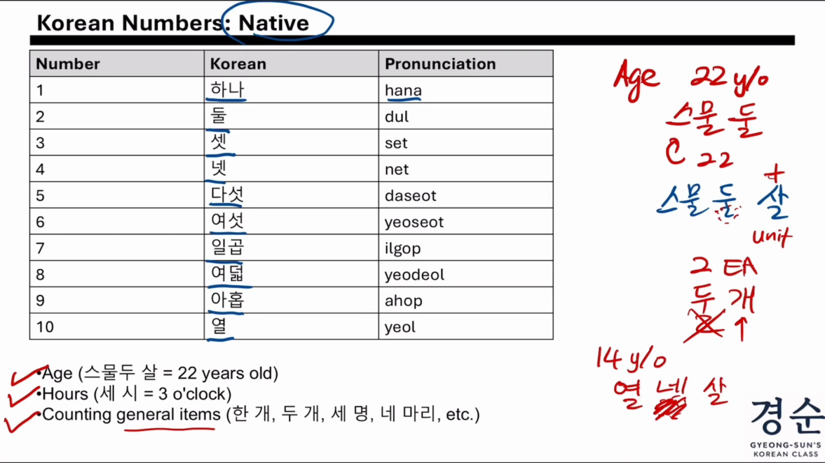Okay, and the next one is hour, which is time. So for example, you want to say it's 3 o'clock, so it's 세 시. You see, it's the same way. We do not write 셋시. Okay, we remove the consonant, so it's 세 시. Okay, for example, if it's 8 o'clock, you say 여덟 시.